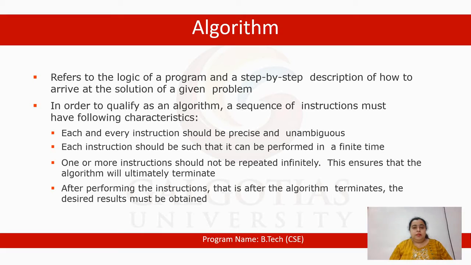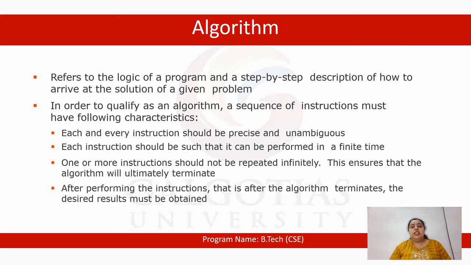Now let's first understand what an algorithm is. An algorithm refers to the logic of a program. It's mainly a step-by-step description of how we can reach the solution of a given problem. In order to qualify as an algorithm, a sequence of instructions must have the following characteristics. Every algorithm must have all these things that I am going to explain. All these things are needed for an algorithm to be of good quality.